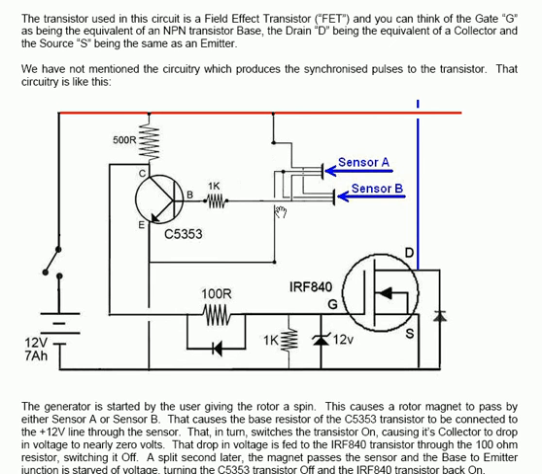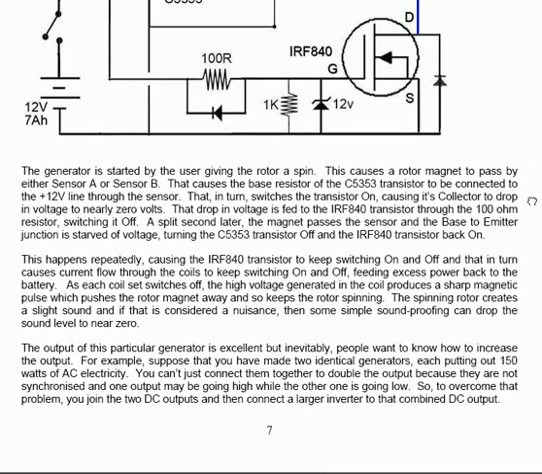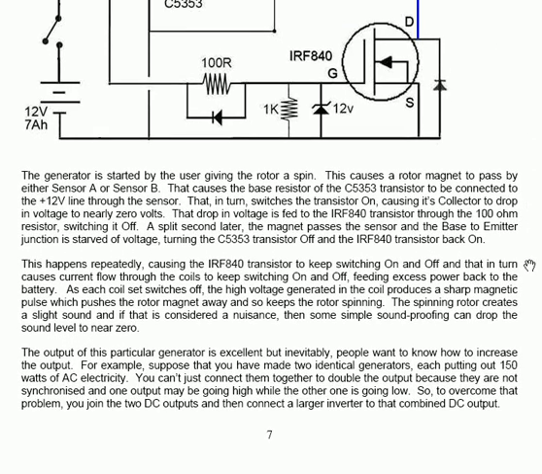The generator is started by the user giving the rotor a spin, and that causes the magnets to pass by the sensors, and that causes the IRF 840 transistor to keep switching on and off, and that in turn causes current flow through the coils to keep switching on and off, feeding excess power back to the battery. The excess power is fed through 3 amp fast-acting diodes, which are ultra-fast 5408 diodes. They're powerful diodes and very fast operating.